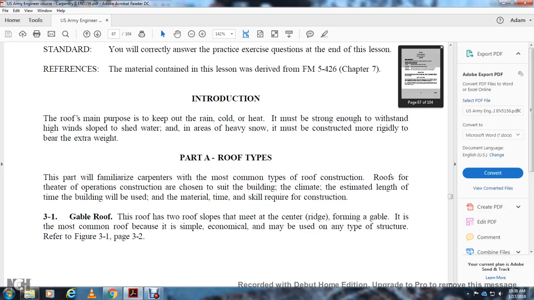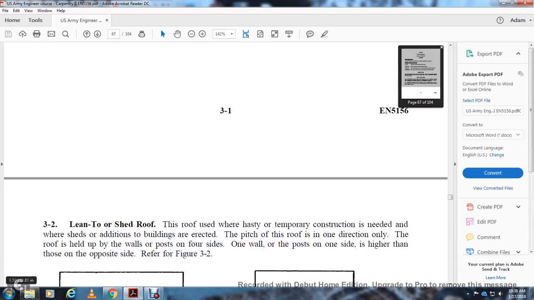A gable roof has two roof slopes that meet at the center, forming a gable. It is the most common roof because it is simple and economical, and it can be used with any type of structure. Refer to Figure 3-1 on page 32.